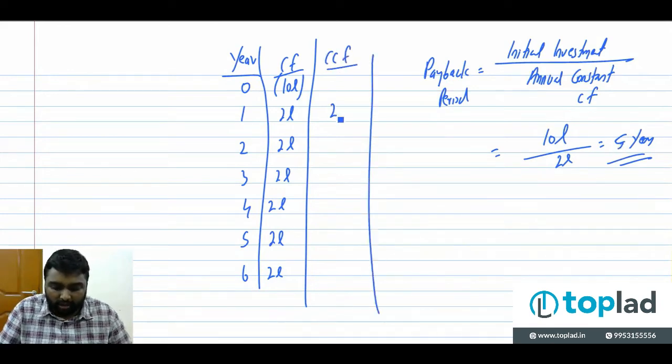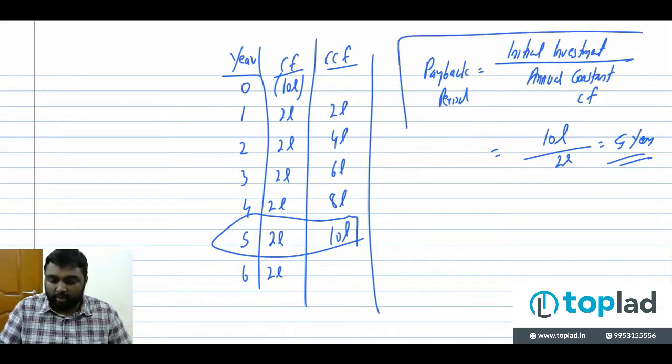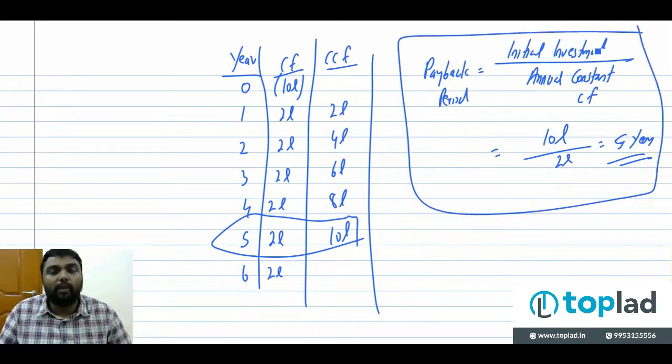You can counter check whether the shortcut equation is correct or not. We make the cumulative: 2, 4 lakh, 6 lakh, 8 lakh, 10 lakh. See, we are getting the same 5 years. So this can be done. Every equation you can write separately in your notebook. So when every year has the same cash flow, we can go with the shortcut.